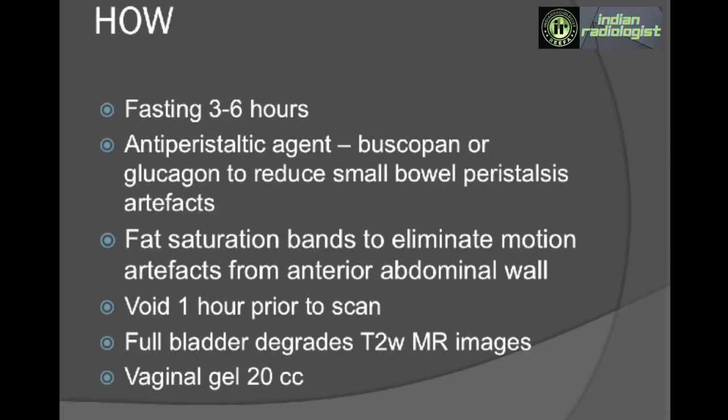In terms of patient preparation, it's highly recommended that a patient is fasting for about 3 to 6 hours prior to the scan. Now, this reduces the bowel motion artifacts. For the same purpose, it is also recommended to administer an anti-peristaltic agent, such as buscopan or glucagon. Adding fat saturation bands to the anterior abdominal wall also helps in eliminating motion artifacts from the anterior abdominal wall.